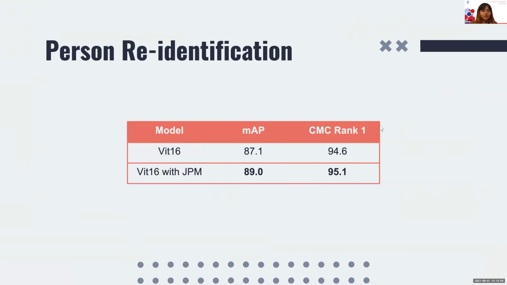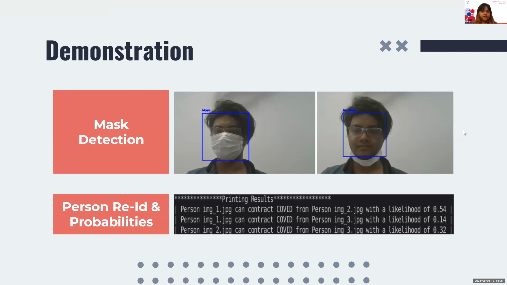Now let's look at the person re-ID results. For this one, we implemented the ViT16 model with the Jigsaw Patch module. As you can see, when we compare the results with the baseline model, we get much better results with the Jigsaw Patch module, which is why we went ahead with it. If you would like to take a look at our comparison with the CNN-based models, you can take a look at our paper. But of course, these are very abstract results.